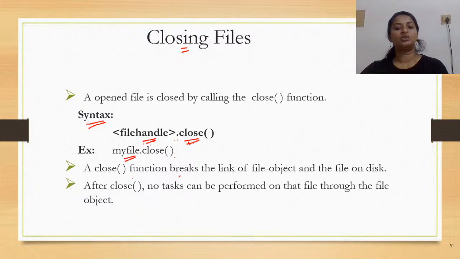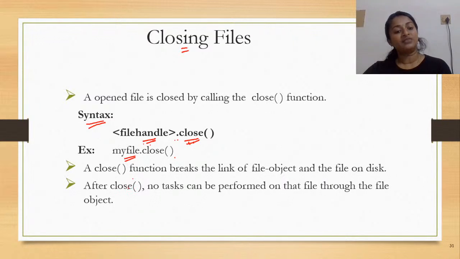The close function would break the link between the file object and the file on the disk. So where is the file actually stored? It is stored in the secondary storage, or on the disk, right? Whenever you use the close function, it is simply like taking a scissors and cutting off the link. Now what is the link? The link between the file object and the point at which the file is stored in memory.